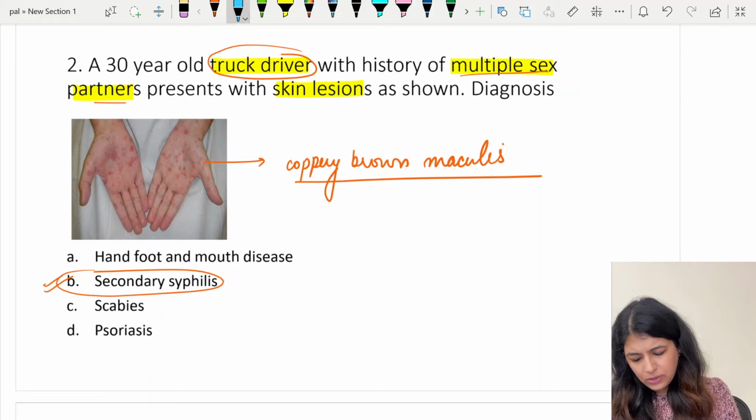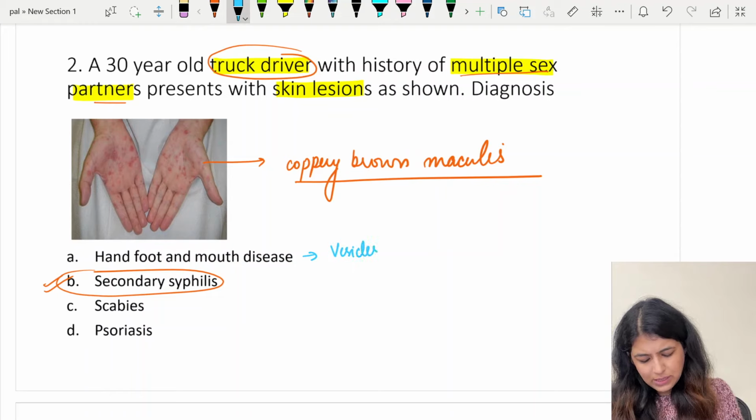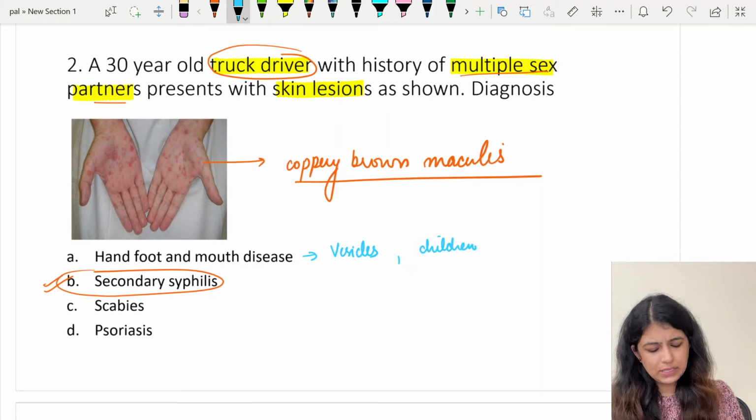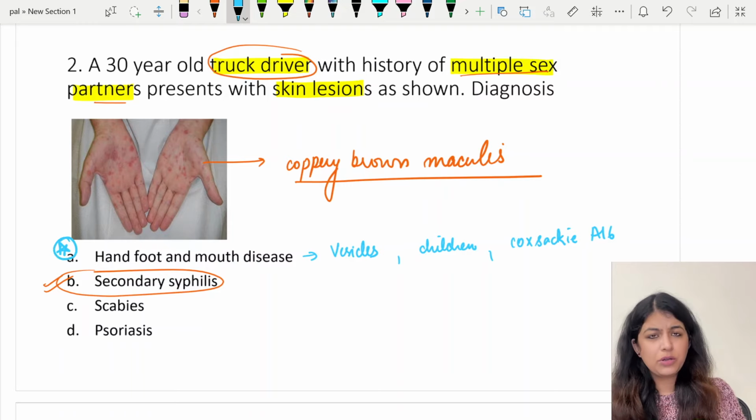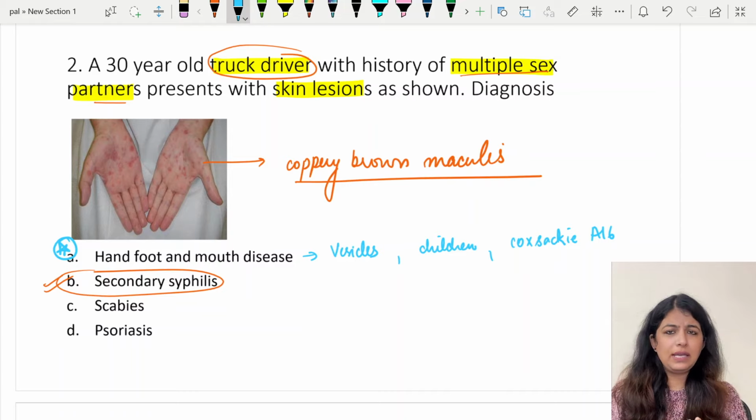Let us look at the other options. Hand, foot and mouth disease would show us vesicles on the hand, foot and mouth. It happens in children, not as an STI, and it is caused most commonly by the virus Coxsackie A16. Hand, foot and mouth on its own is a very important question. Again, it has been asked at least twice in the last 2 years. So remember, it is caused by Coxsackie A16, happens in children, with painful vesicles on the hand, foot and mouth.